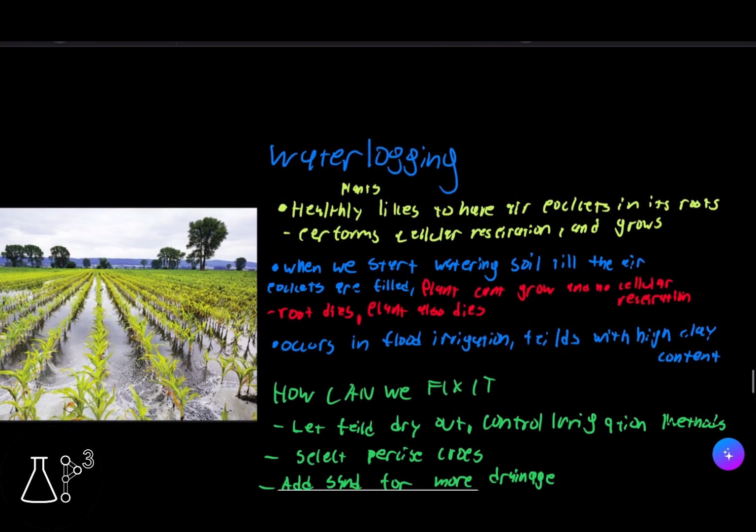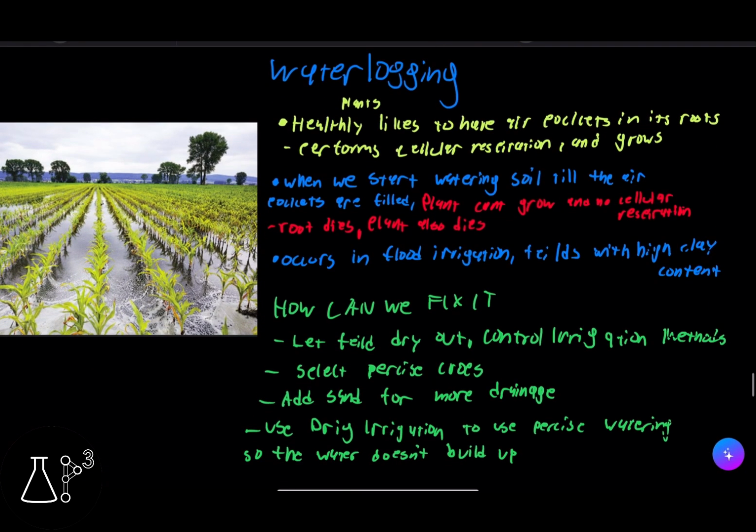So now we're going to talk about some problems because of any type of irrigation. So we have waterlogging, and normally healthy plants like to have air pockets in the roots, and it performs really important stuff like cellular respiration, and it just helps the plants grow. Now the problem is that when we put a lot of water into the soil till the air pockets are filled, the plants can't grow anymore and they cannot do cellular respiration. Basically, the roots are going to die, therefore the plant dies as well.